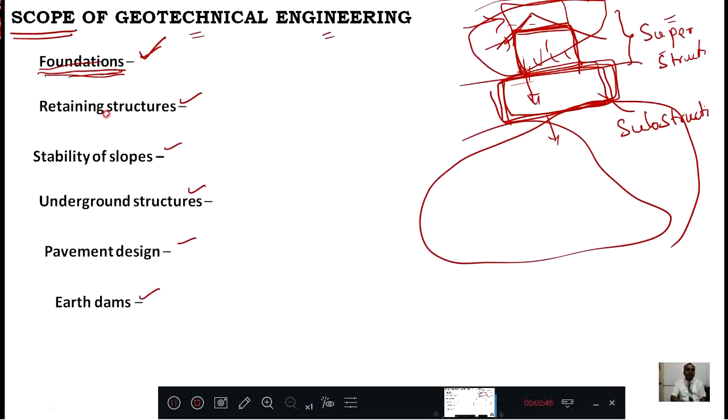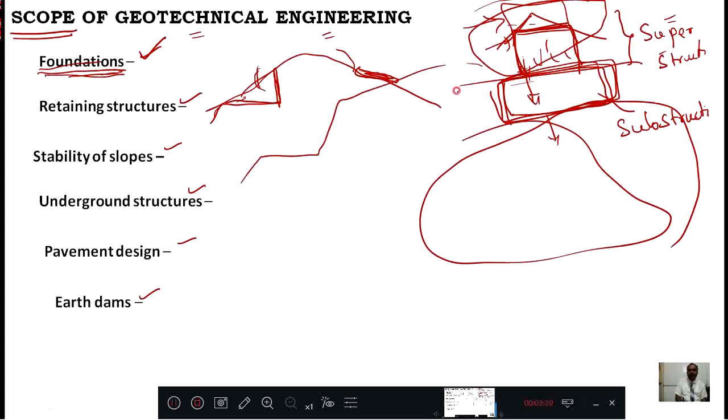Then retaining structures. For example, there is a hill, and a project is proposed to build a road here, but you cannot construct an inclined road like this. Therefore, if you think of this as a slope, you will cut the earth here and make a road here. You remove this soil, and here your vehicles will start moving.